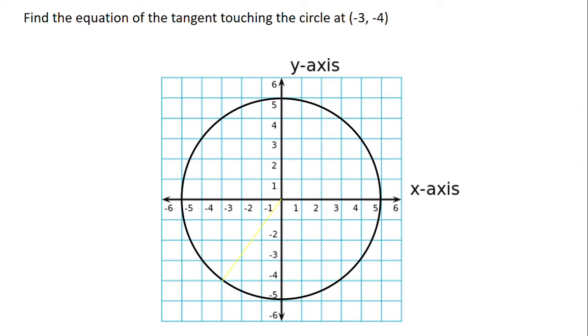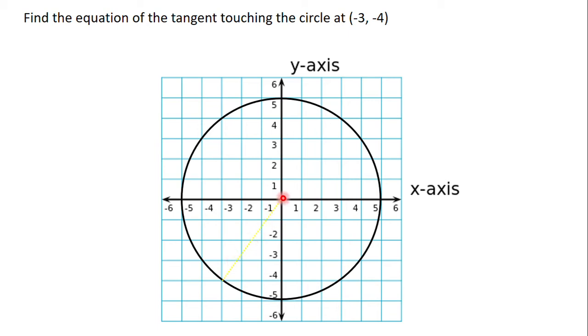So today we're going to be answering the question, find the equation of the tangent touching the circle at -3 and -4. Okay, so this is the point here. This is where the tangent is going to go through, -3 and -4. The first thing we need to do is to look at this radius here, to draw a radius between the center of the circle and this point here where the tangent is going to go through. And we need to find the gradient of that radius, and I'm going to tell you why in a minute.